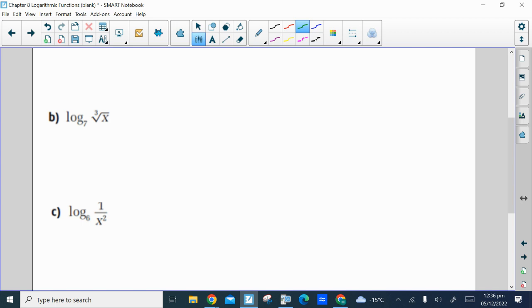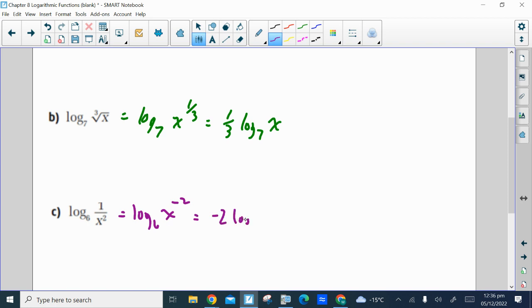Question B. The cube root of x can be written as a power, x to the 1/3. And then the exponent can come in front as a coefficient. So it'll be 1/3 log base 7 of x. Question C. 1 over x squared can be written as x to the negative 2. So this will be log base 6 of x to the negative 2. And then again, the exponent comes in front as a coefficient.